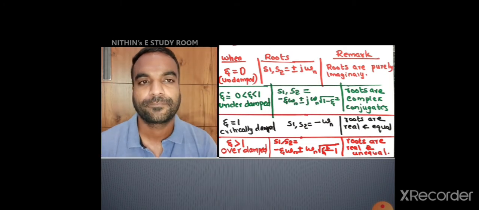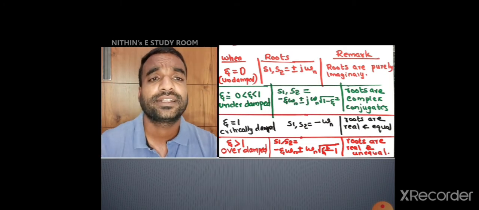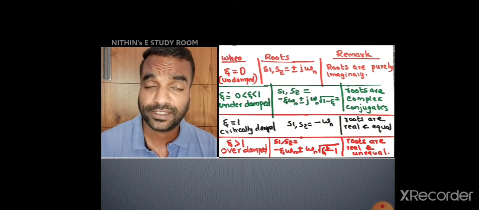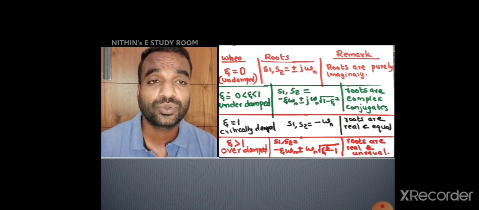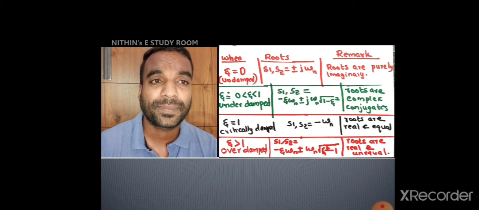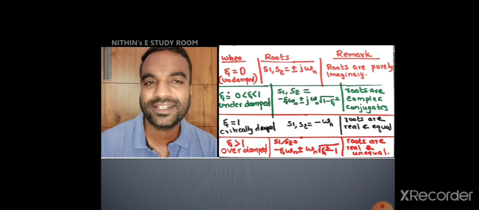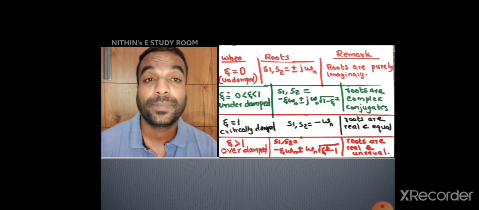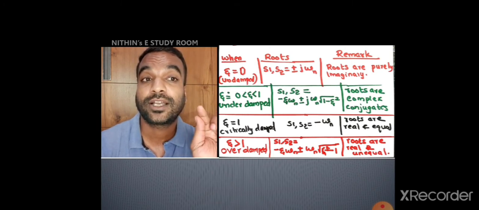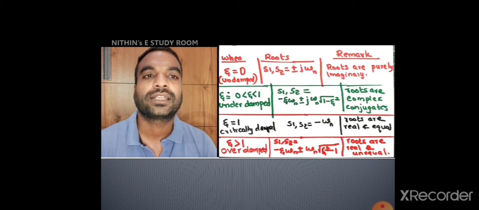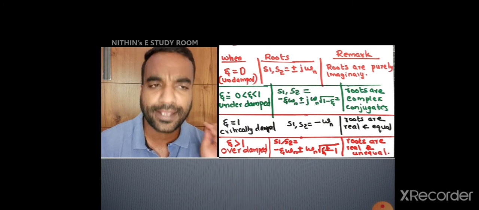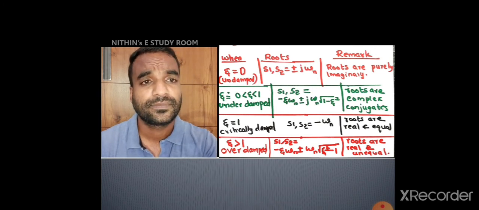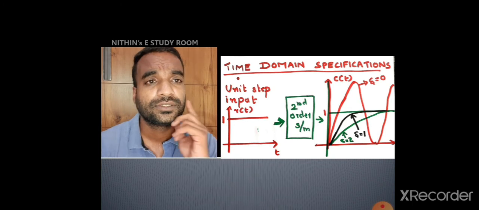No oscillations are there. And eta is greater than 1, it is known as over-damped system. If you substitute that value in our S1, S2 equation, you will get minus eta omega n plus or minus omega n root eta square minus 1. No imaginary terms are there, but two roots are there. One is minus eta omega n plus some real value, other one is minus eta omega n minus some real value. So, both roots are real and unequal.